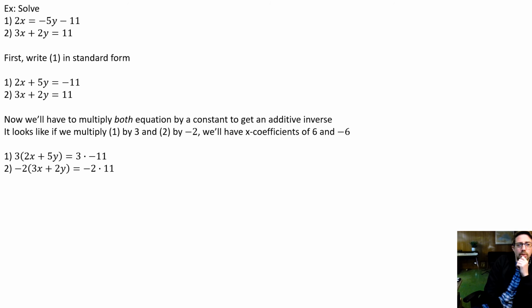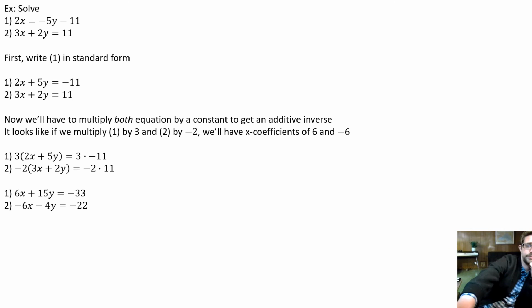So equation 1 becomes 3 times all that stuff, 2x plus 5y equals, don't forget to do the other side, 3 times -11. Equation 2 becomes -2 times 3x plus 2y, and then equals -2 times 11. So now clean that up, and once again, we'll be back to where we were at the beginning. We'll have something where the coefficients just match already, and we can do elimination. There you go. We have 6x plus 15y equals -33. -6x minus 4y equals -22.